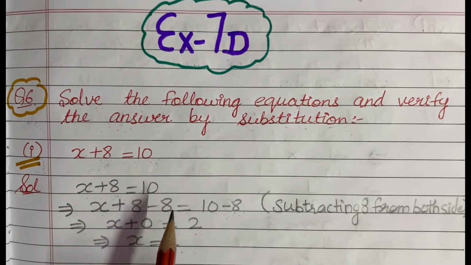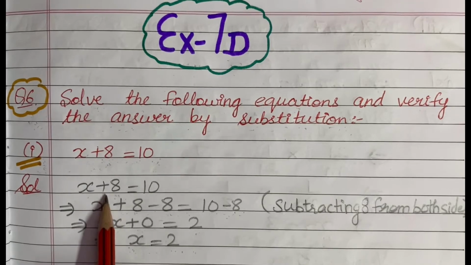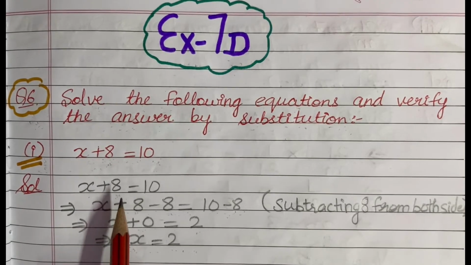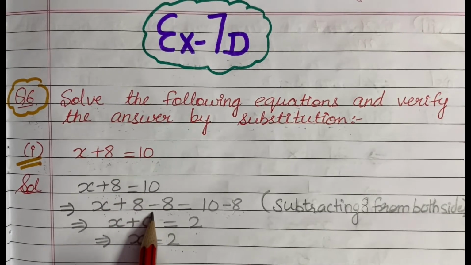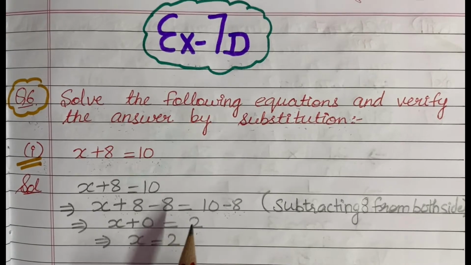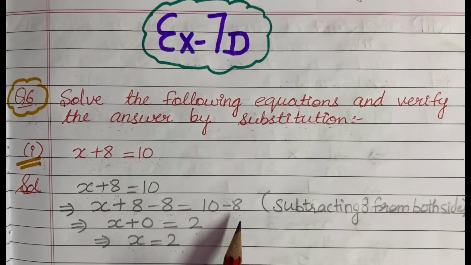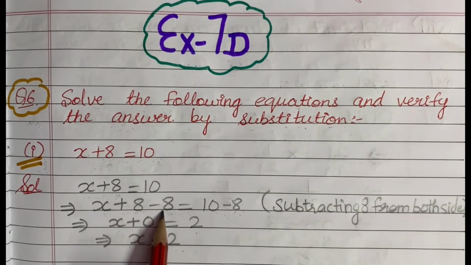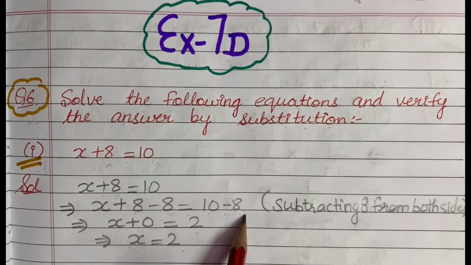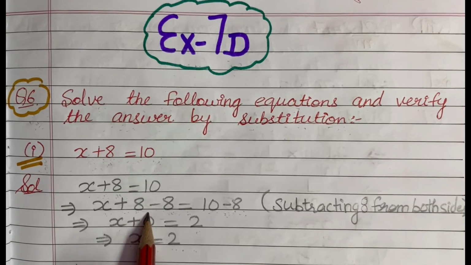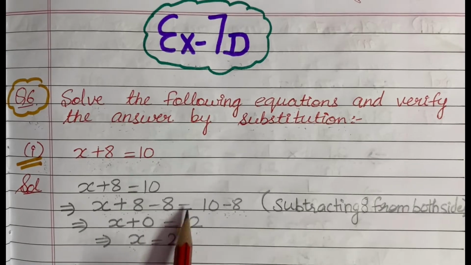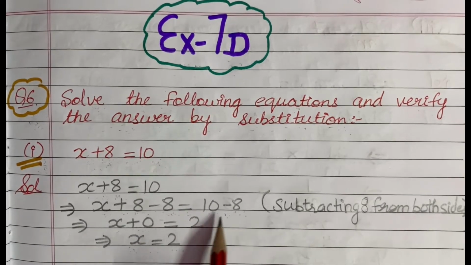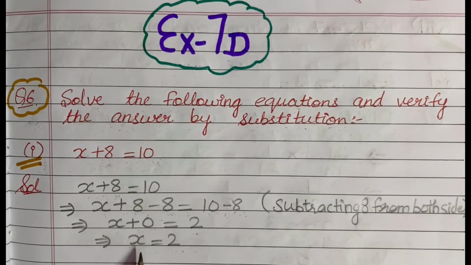Now students, here in the left hand side we have x plus 8. So in order to find the value of x, we have to subtract 8 from both the sides. On subtracting 8 from both the sides, we will get x plus 8 minus 8 is equal to 10 minus 8. On solving this, x plus 8 minus 8 gives us 0, the equal to sign stays as it is, and 10 minus 8 is equal to 2. This means x equals 2 is the solution of the equation.